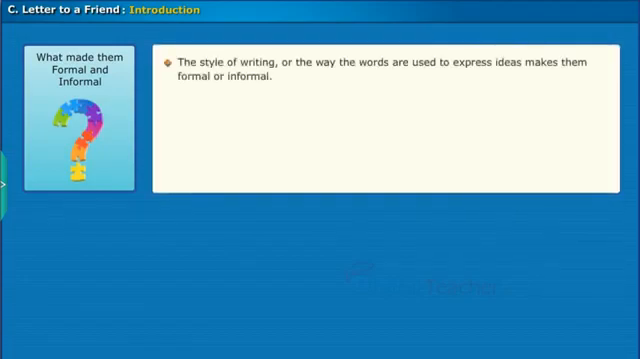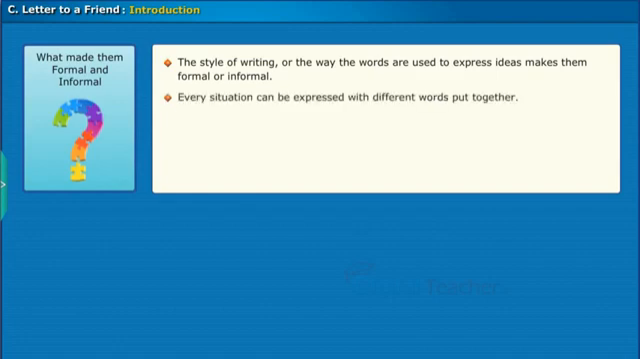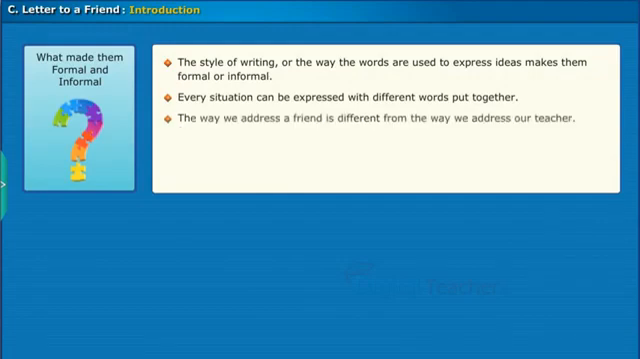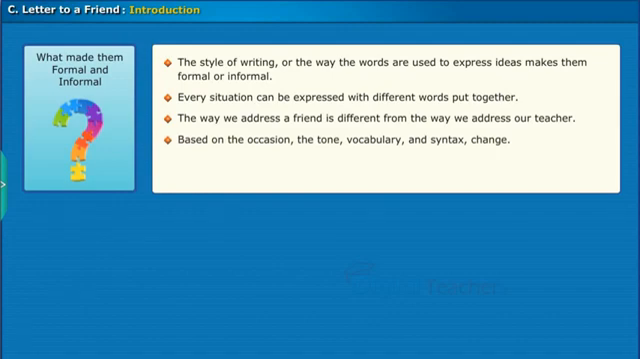Here is another question. What made them formal and informal? Let us now see the differences between formal and informal letters. The style of writing, or the way the words are used to express ideas, makes them formal or informal. Every situation can be expressed with different words put together. The way we address a friend is different from the way we address our teacher. Based on the occasion, the tone, vocabulary, and syntax change.